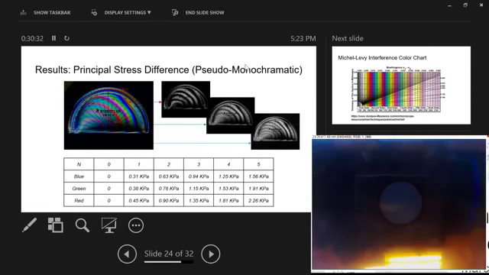So for each wavelength, we used our stress optic coefficient along with the wavelength to compute the phase change that corresponded to each of these fringe orders. And doing that, knowing our C value, we were able to then determine the stress that corresponded to it. And so here's a table of those stresses, divided by the blue, green, and red fringes.